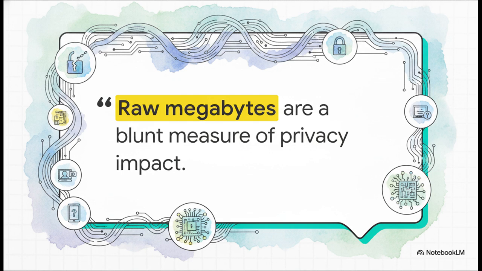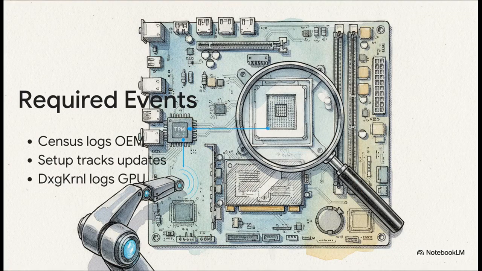Because even within those few tiny megabytes, the data stream can contain uniquely identifiable device IDs, user account types, and highly detailed snapshots of your device's state. Let's peek right under the hood at what's actually in that required stream. The official events are highly specific system queries, things like census.hardware, which logs your device manufacturer and TPM version, or DXGKNL telemetry, which takes an inventory of your graphics card and display drivers.